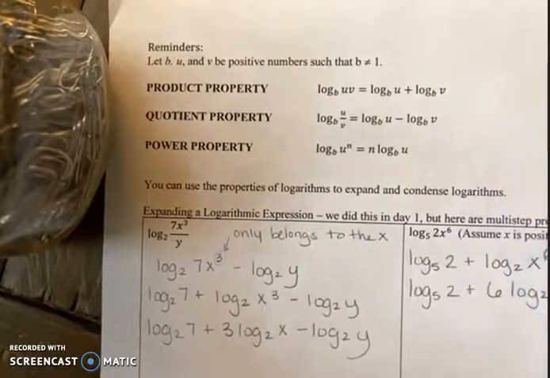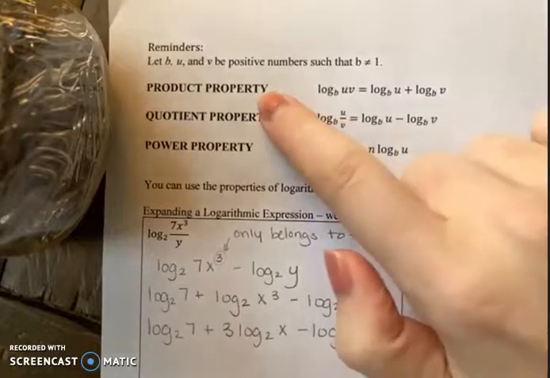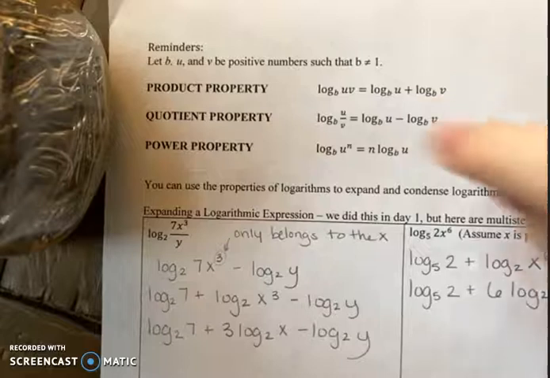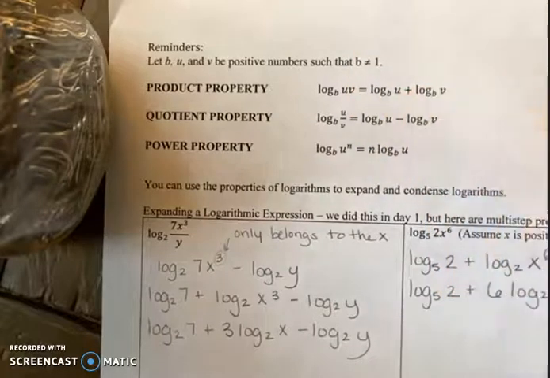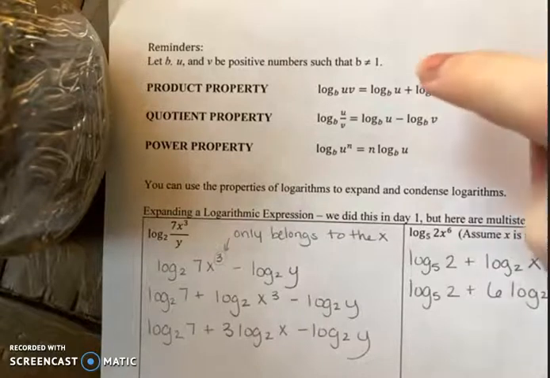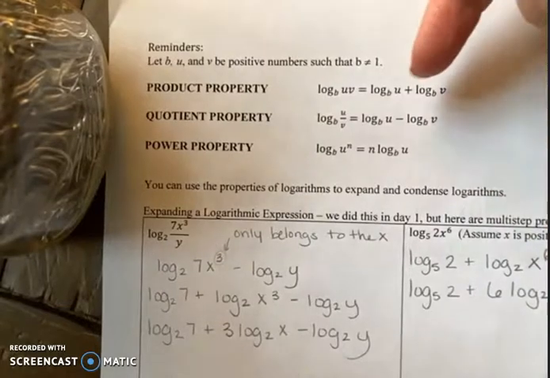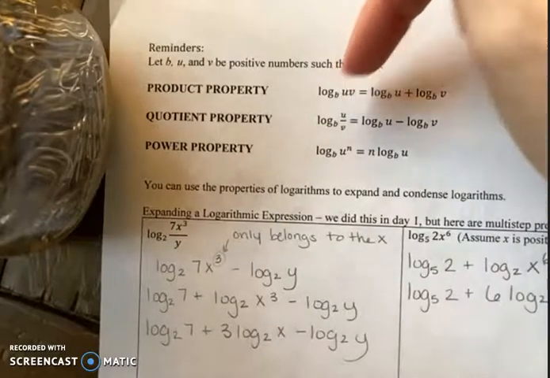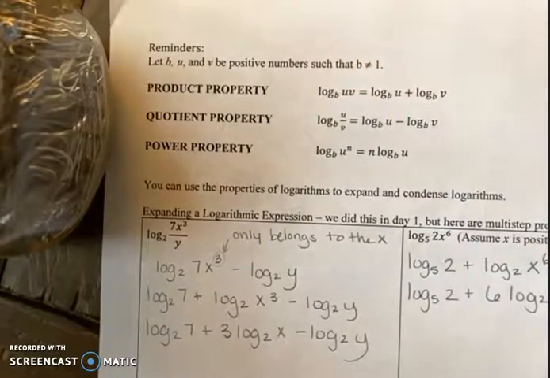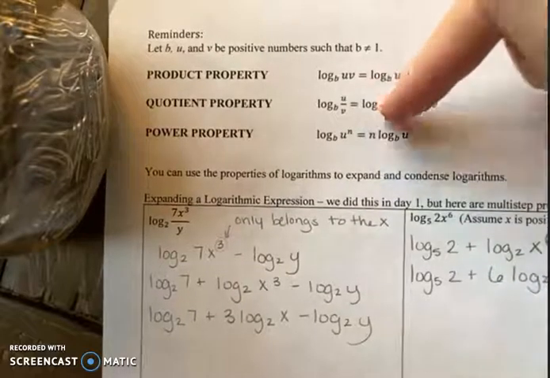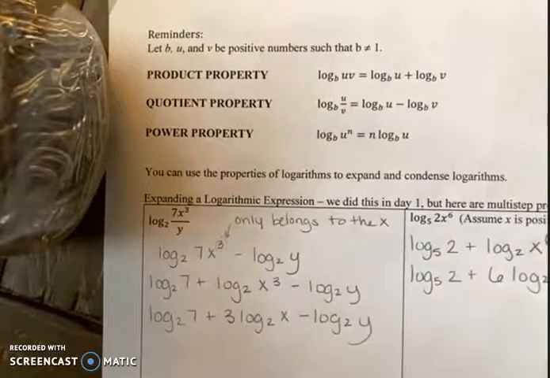We have 3 different properties that you've been working with. The product property says that when we're multiplying 2 things together inside a logarithm, we can split that up by adding them together. It also works in the opposite direction, which is saying that if you have addition between 2 logarithms that have the same base, we can condense it by multiplying the 2 things together. Quotient property, if you're dividing, you subtract, or vice versa. If you're subtracting 2 logarithms with the same base, you can condense it by dividing.